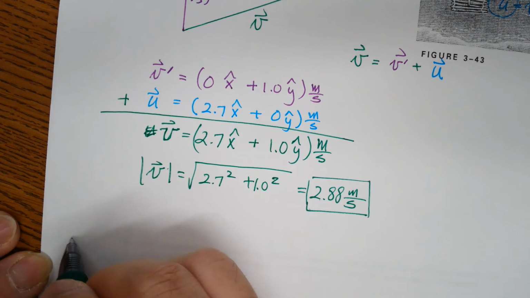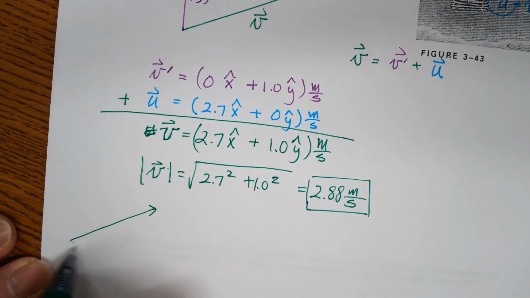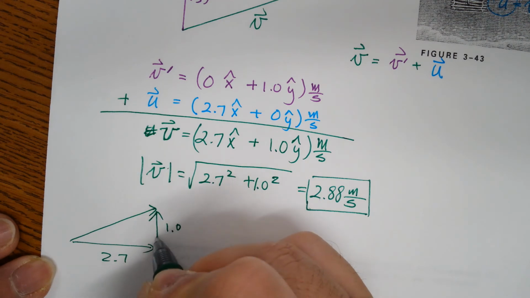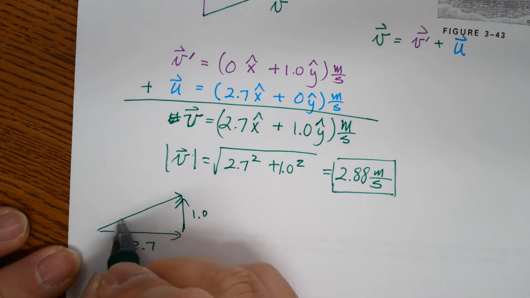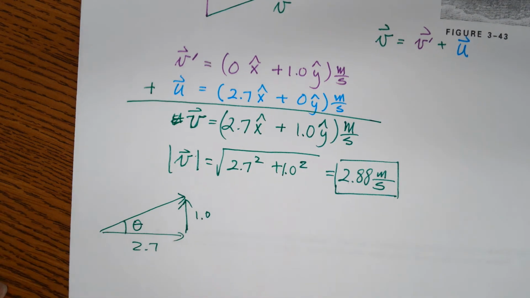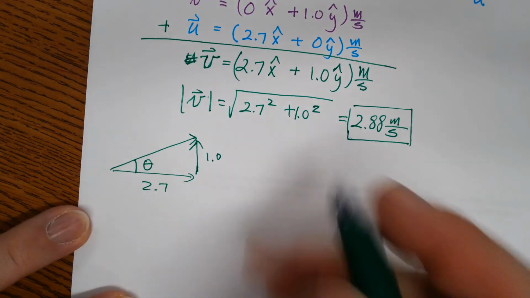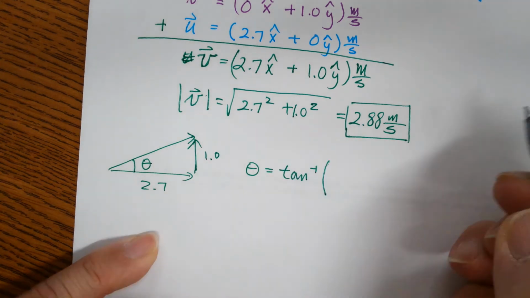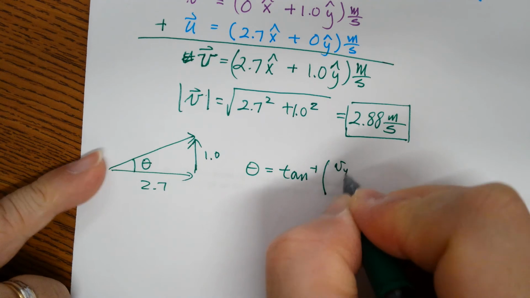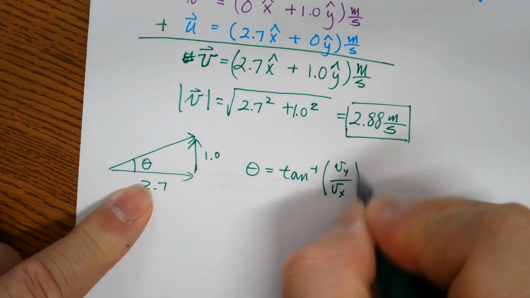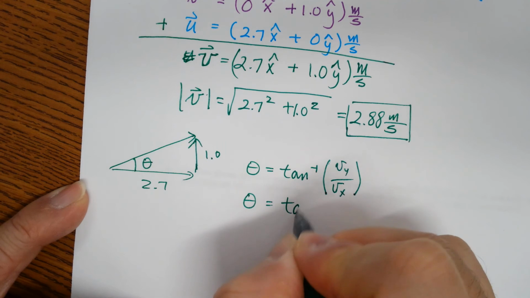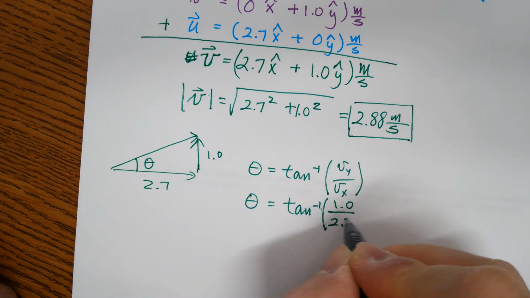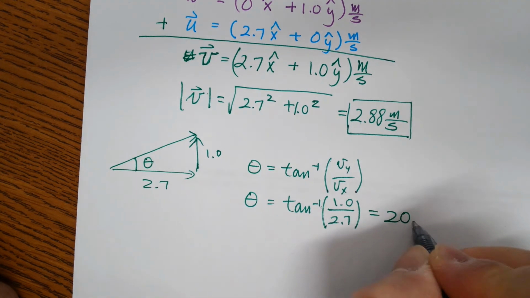But I'm actually just going to calculate, because here is my 2.7 and here's my 1.0, right? Looking at this, here's my angle theta. I'm going to calculate this theta relative to the shore upstream. All right. So theta is equal to tan inverse of opposite, which is Vy, over adjacent, which is Vx. So my theta is equal to tan inverse of 1.0 over 2.7, and that comes out to 20.3 degrees.